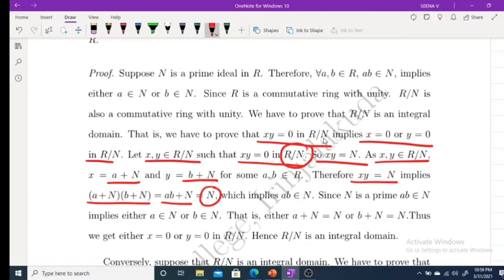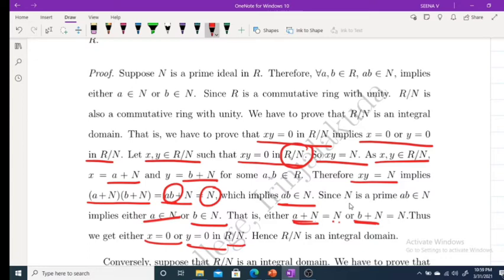So ab plus N equal to N. That means ab belongs to N. Since N is a prime ideal, ab belongs to N means either a belongs to N or b belongs to N. If a belongs to N then a plus N equal to N, or if b belongs to N then b plus N equal to N. Thus we get x is equal to N, that means x is equal to 0, or y equal to 0 in R over N.